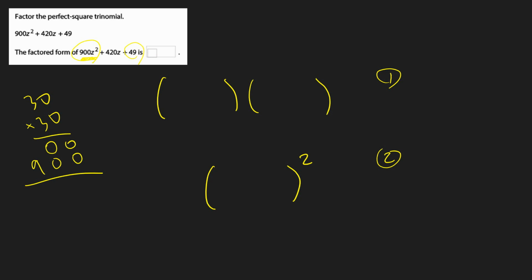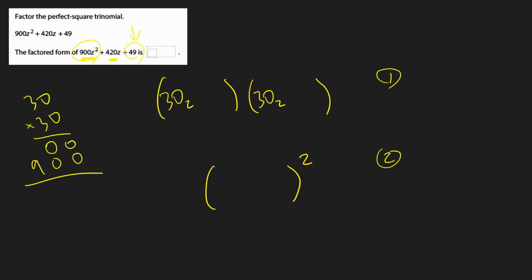If you know the square root of the first term and the last term, you pretty much know the answer. So let's write it out. The square root of 900z squared, or what times what is 900z squared, is going to be 30z times 30z. That's my first times my first. Now I'm ignoring the O and the I. I'm ignoring the middle term for now. I'm going straight to last times last.